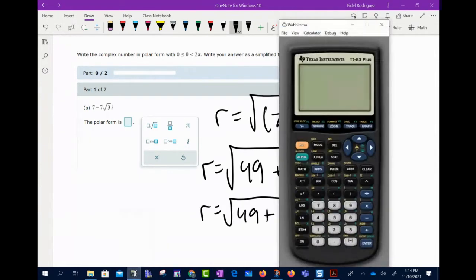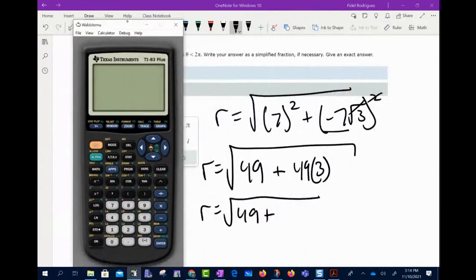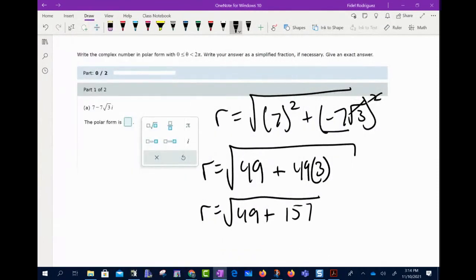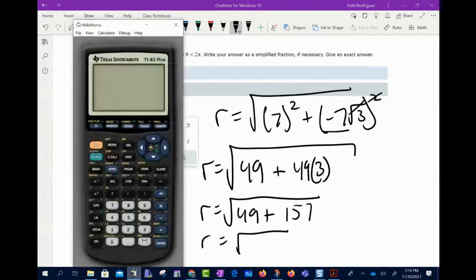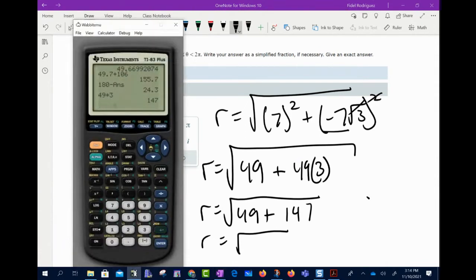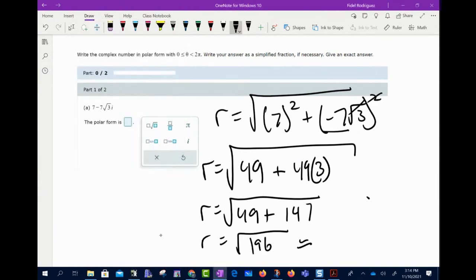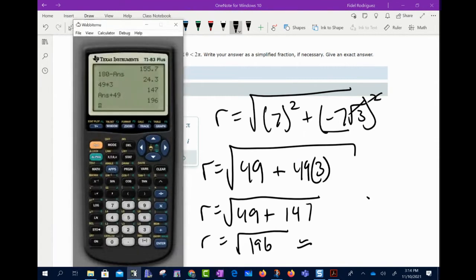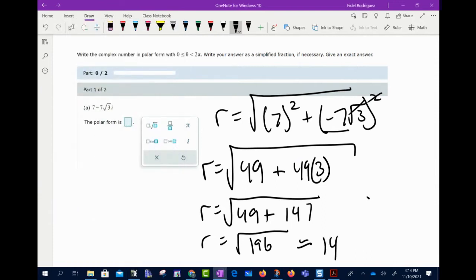So 49 plus, let's see, whatever 49 times 3 is, that should actually be 157. And then, let me see, I think it's 157, 147, oops. Okay, so 147 plus another 49 is 196. And the square root of 196 is 14. Okay, so we came up with our r already. We know that r is 14.